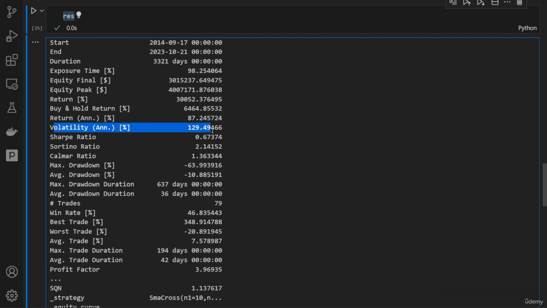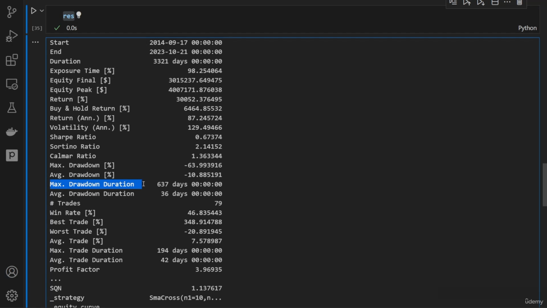Volatility annual percentage, 129%. And then we have the Sharpe, Sortino, and Calmar ratio that we're going to explain in the next videos. We're going to go through these in detail to see how we can use them to evaluate our strategy and our backtest. Then we have the maximum drawdown percentage, minus 63 or 64% here. The average drawdown percentage is minus 10%.